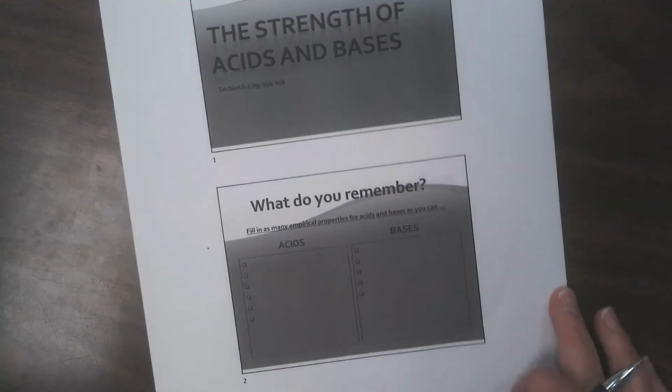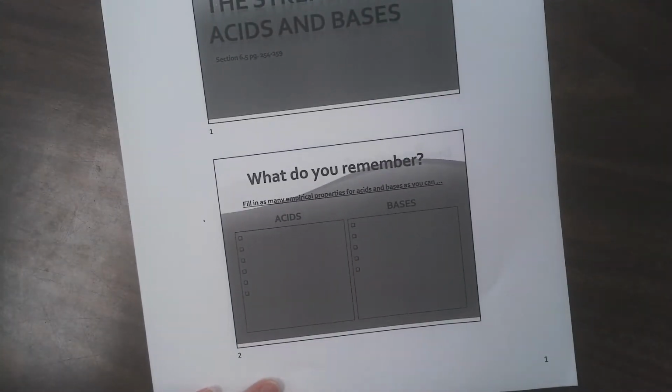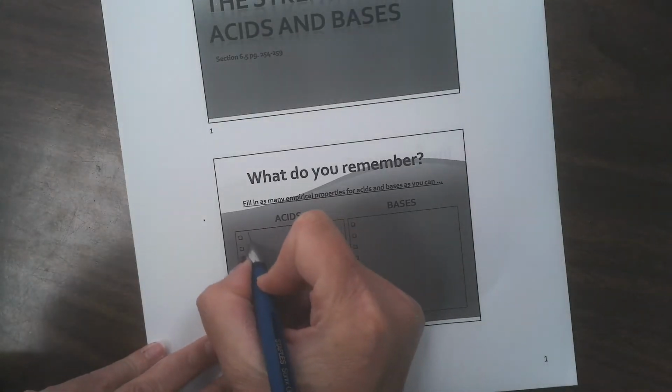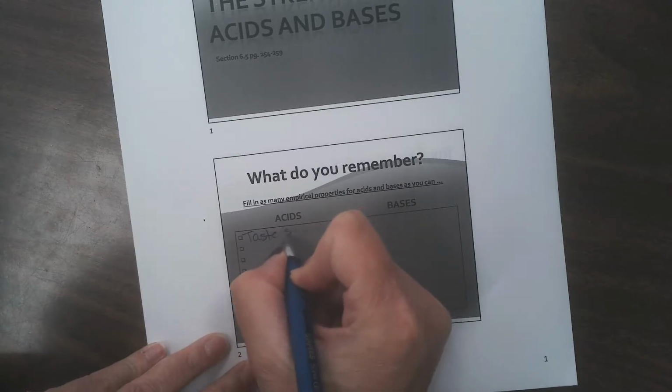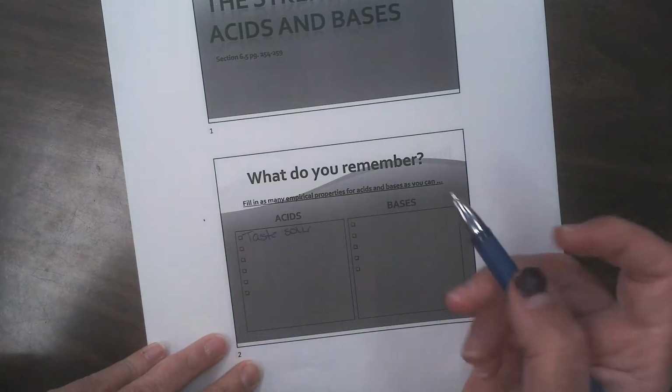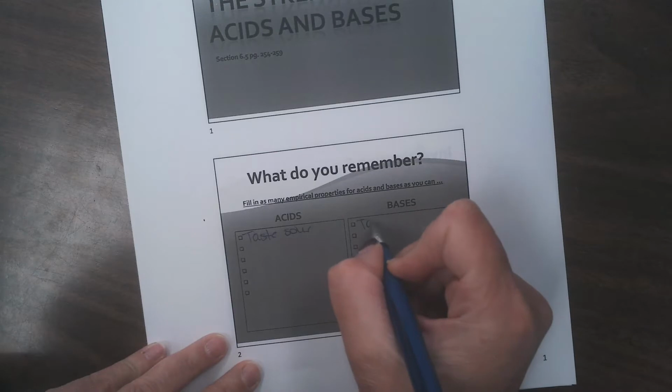When we talk about the empirical properties of acids and bases, remember, empirical are the physical, tangible things. What can we see? What can we smell? What can we taste? What can we hear? What can we feel about acids and bases? And so what you might remember is that acids taste sour, whereas bases will taste bitter.